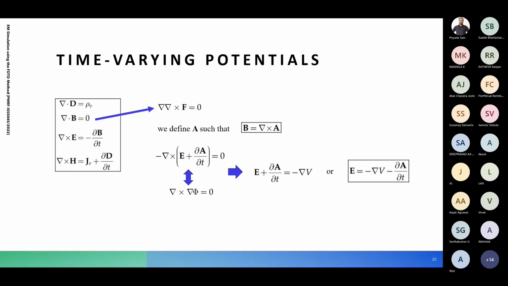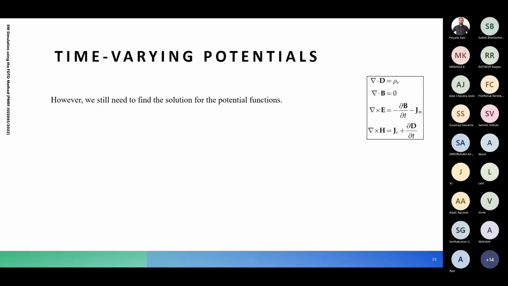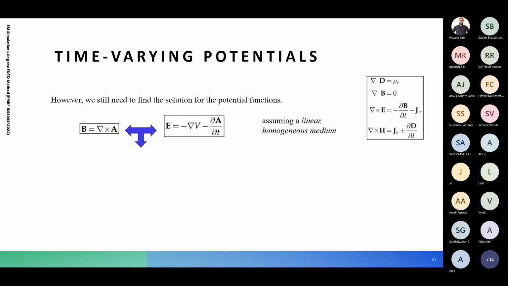And we have already expressed magnetic flux density in terms of the magnetic vector potential. So if we knew the potential functions V and A, the fields E and B could be obtained using this set of equations. However, we still need to find the solution for V and A. Okay, so starting with the two equations that we derived in the previous slide.